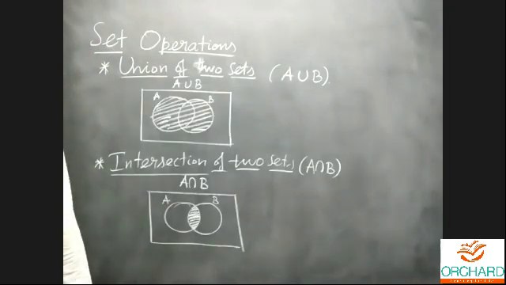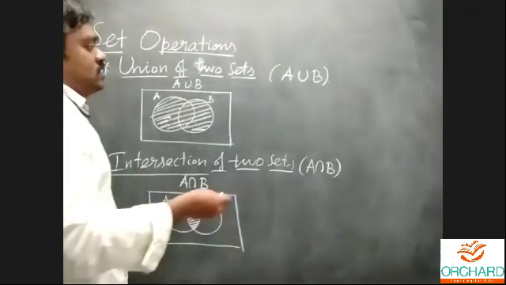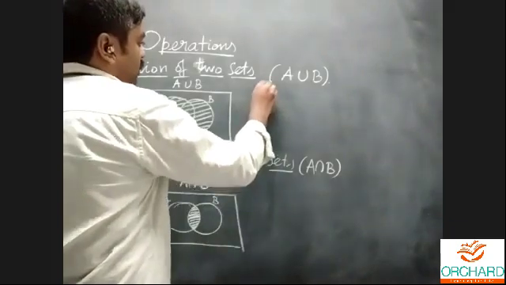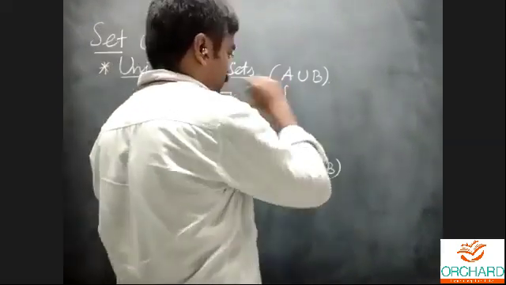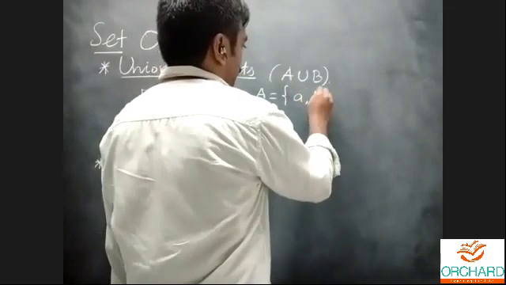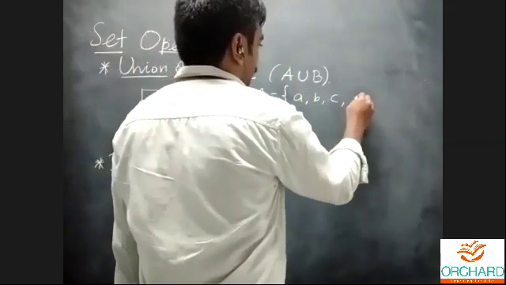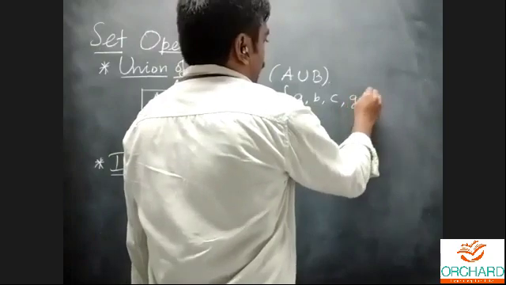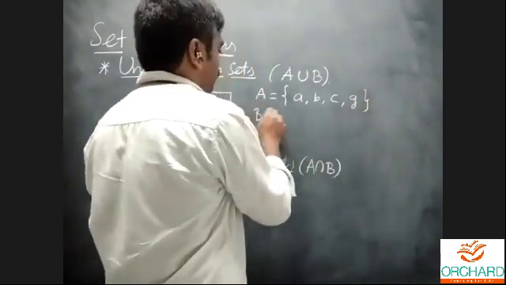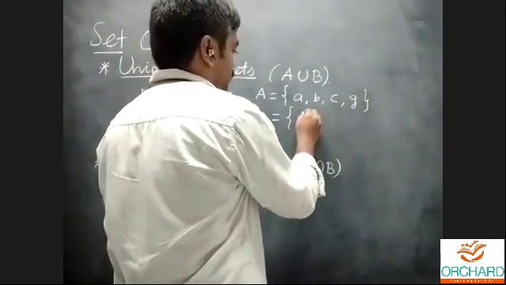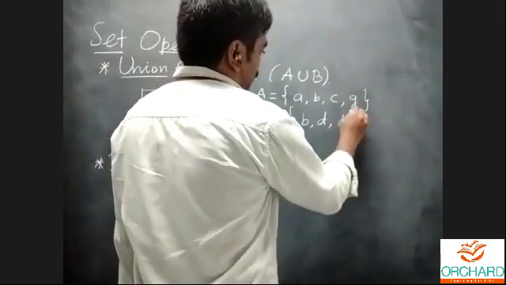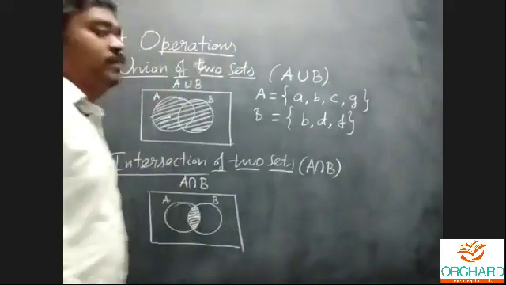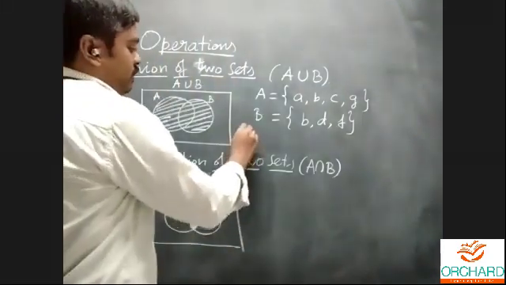This is only the idea for union and intersection of sets. Now I'll write a single example for both the sets. Write down the elements of set A, then set B, and then the union of the sets A and B, A union B.